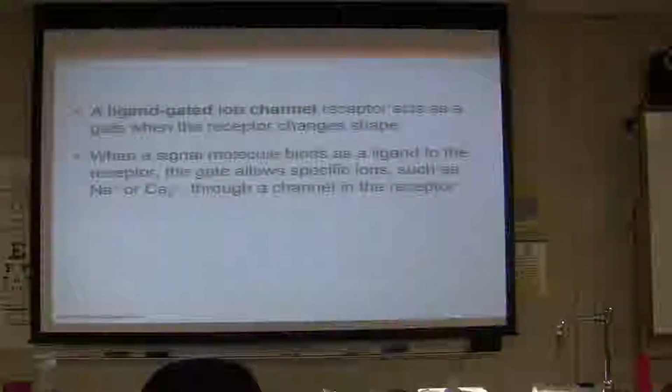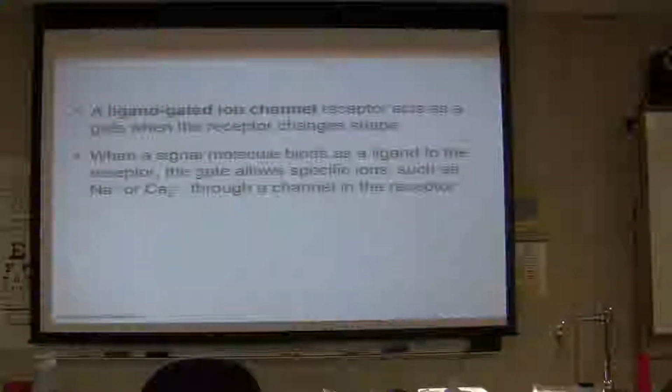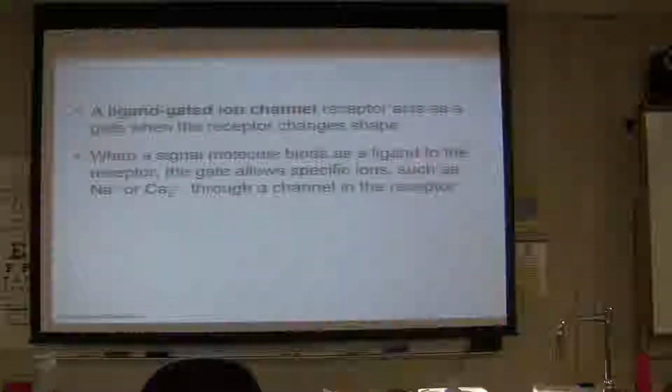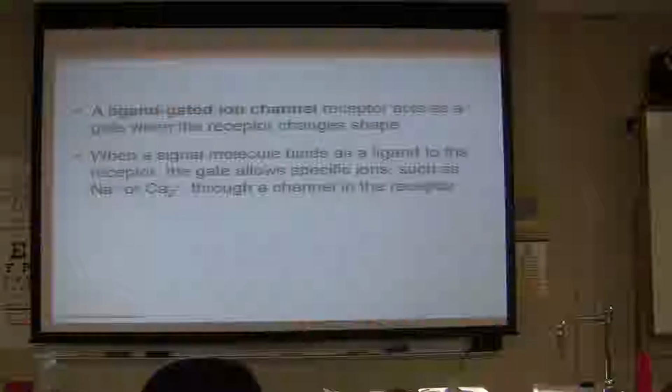So the next one, the third one: there are 3 types of receptors on the surface of the cell. G protein is one of them, tyrosine kinase is the second. I've repeated this 100 times so far. The third one is the ligand gated ion channels. The receptor acts as a gate. When the signal molecules bind as a ligand to the receptor, the receptor changes shape, and the gate allows specific ions such as sodium, potassium, and calcium to get inside of the cell.